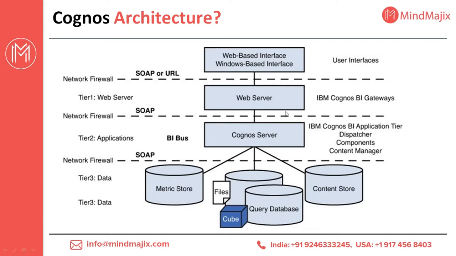We can access our Cognos server by using gateways and dispatchers. These are the configurations we can create for the gateway and dispatcher for web servers, and we can achieve load balancing by having multiple web servers. This is the basic network architecture. Currently Cognos supports SOAP, the Simple Object Access Protocol, for accessing the applications.